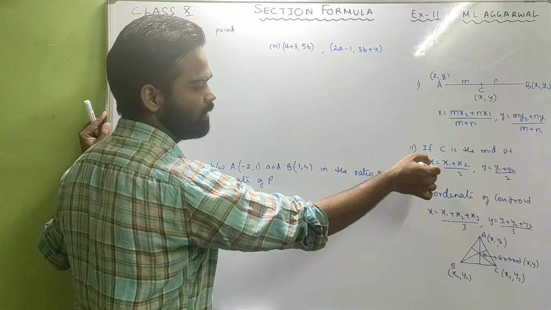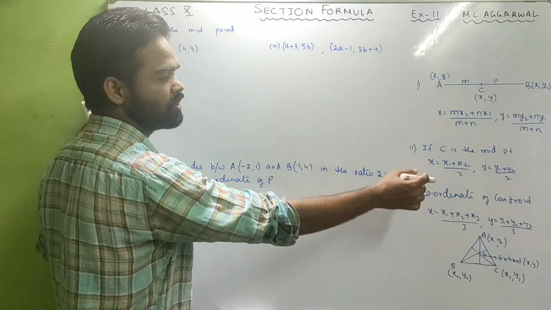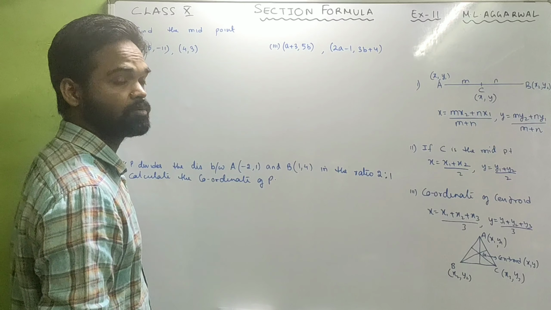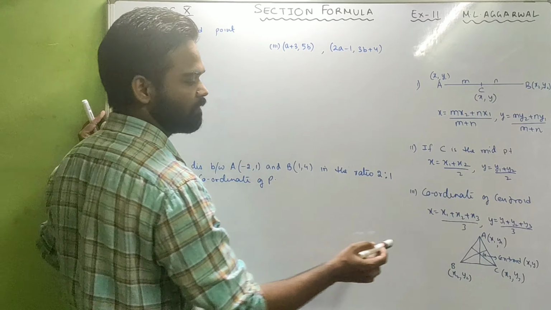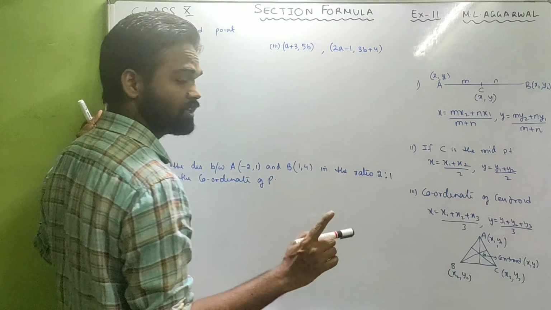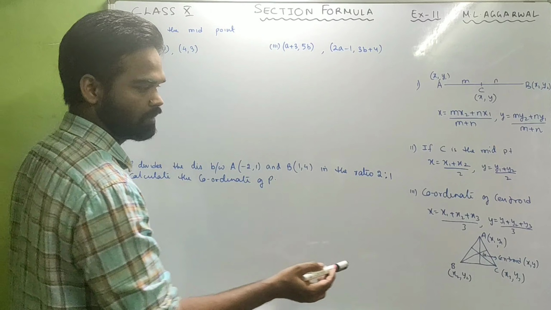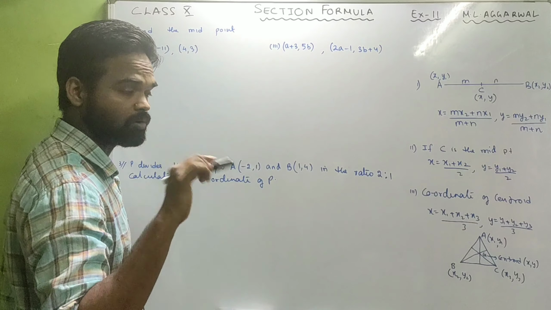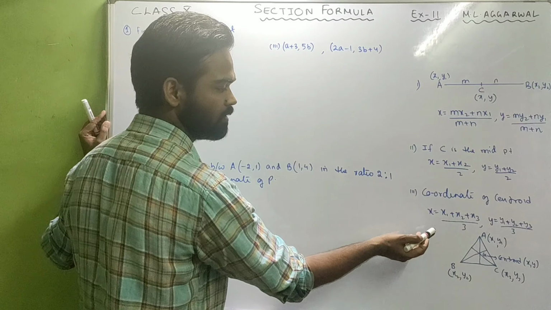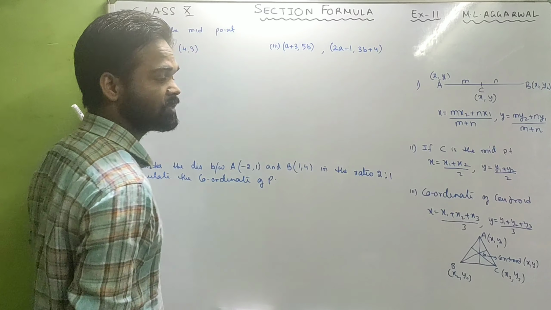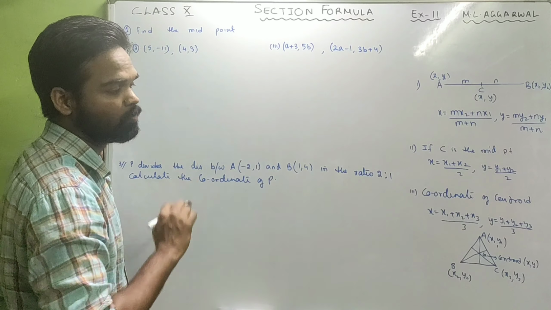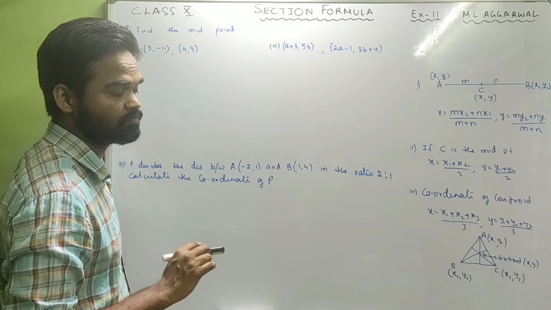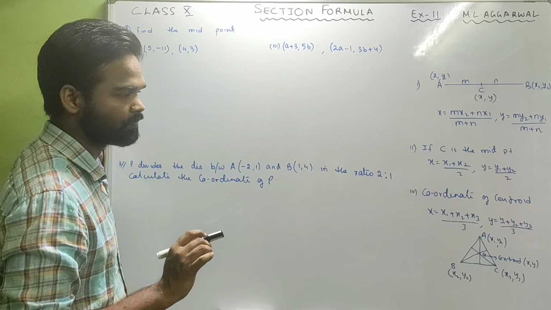And if C is the midpoint, then x is (x1 + x2) by 2, y is (y1 + y2) by 2. And in a coordinate plane, if A, B, C are vertices of a triangle, A is (x1, y1), B is (x2, y2), and C is (x3, y3), then the coordinate of the centroid (x, y) is given as x equals (x1 + x2 + x3) by 3 and y equals (y1 + y2 + y3) by 3. We have done all this, okay?